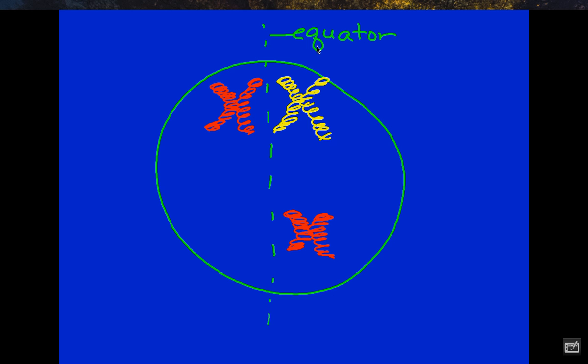Actually, I think next time we're going to just make these X's, starting on the next slide, because these curlicues are tough. All right, so they line up across, but notice that their centromeres are not on the equator. So this looks different than mitosis.